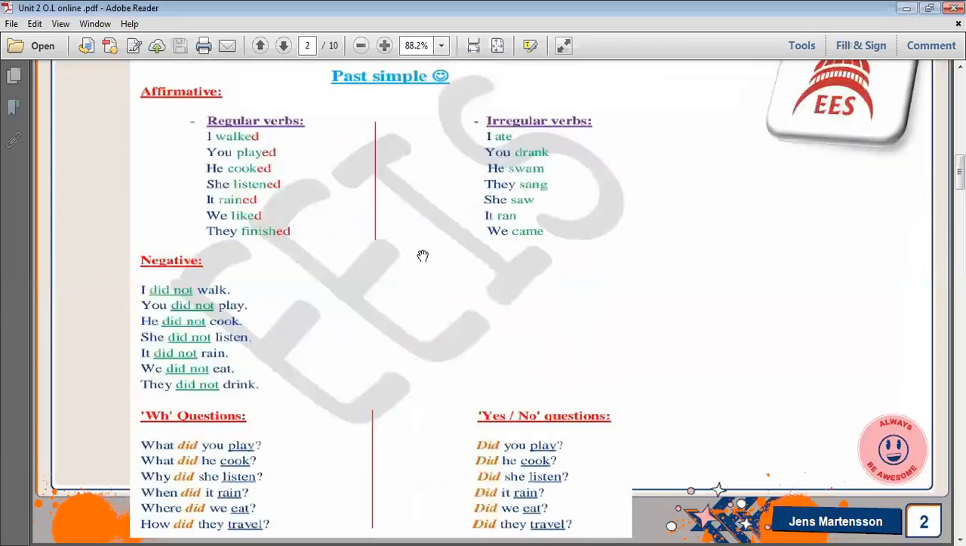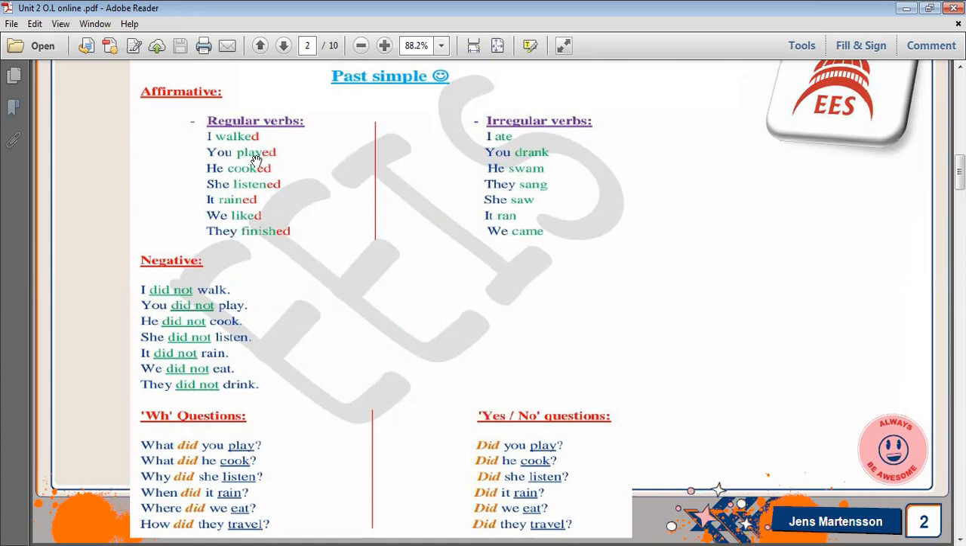Right. Okay. Now let's move to the form of this tense. I believe that you know how we can make a sentence in the past simple. I played a match yesterday. I didn't play a match yesterday. In the negative, did you play a match? Yes, no questions. What did you do yesterday?